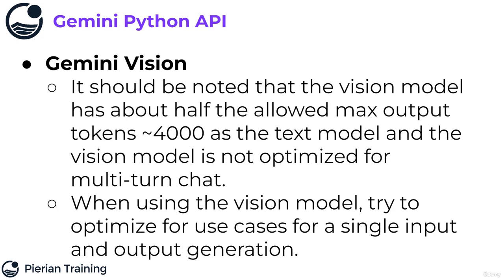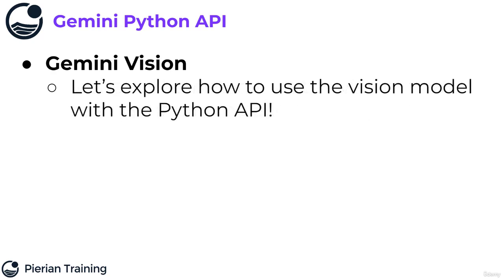It should also be noted that when using the vision model, you should try to optimize for use cases for a single input and output generation. It is not optimized for multi-turn chat. With that being said, let's head over and use the vision model with the Python API.